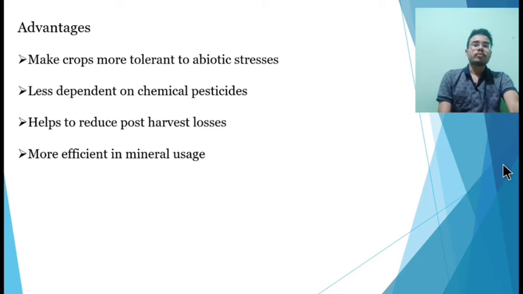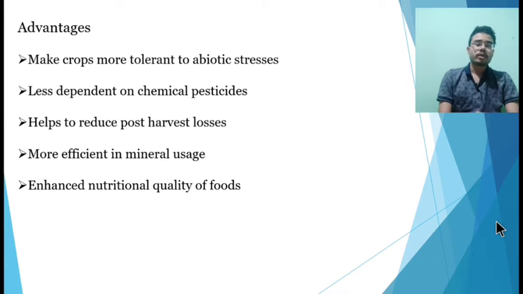The next point is more efficient mineral usage. These transgenic plants often use a lesser amount of minerals from the soil, and it helps the next cycle or the next round of crop production, and this prevents early exhaustion of the fertility of the soil.